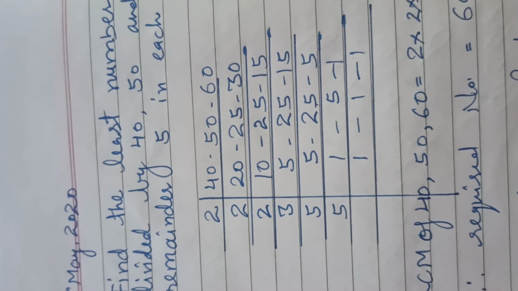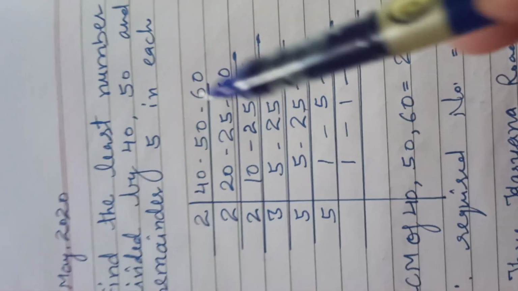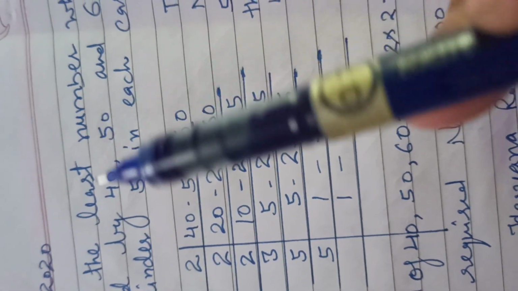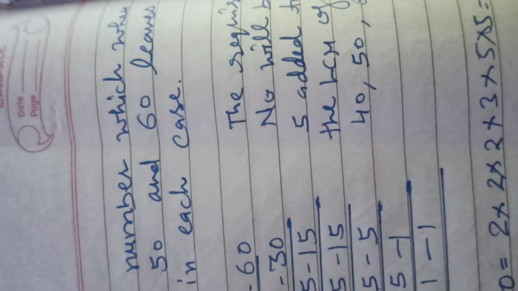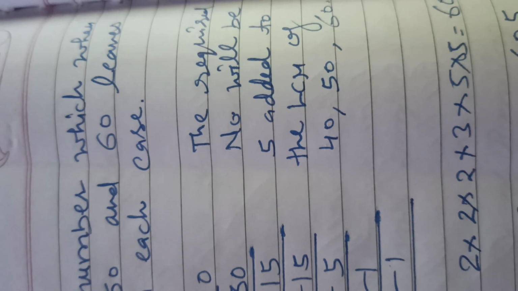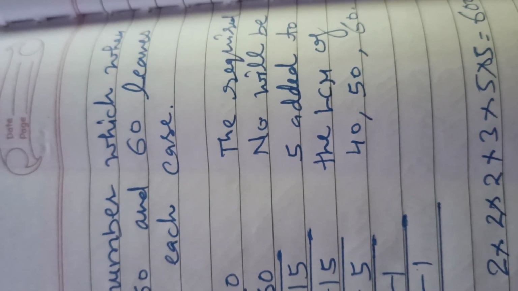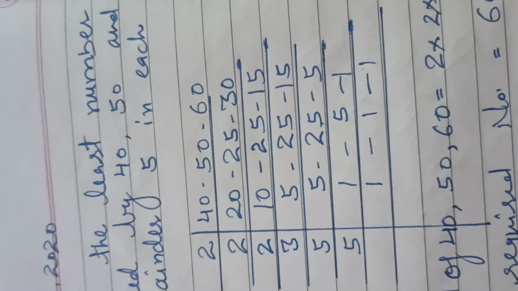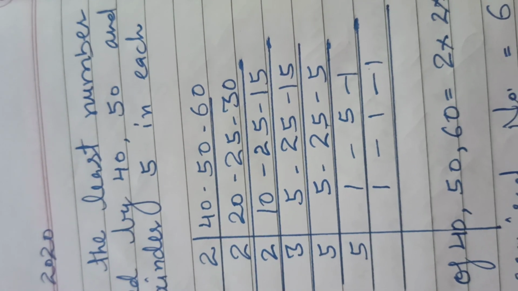What you have to find out? Here we have to find out the least number. The least number means I have to find out the LCM of these numbers. So the required number will be 5 added to the LCM of 40, 50 and 60. So first of all, we have to find out the LCM of 40, 50 and 60.